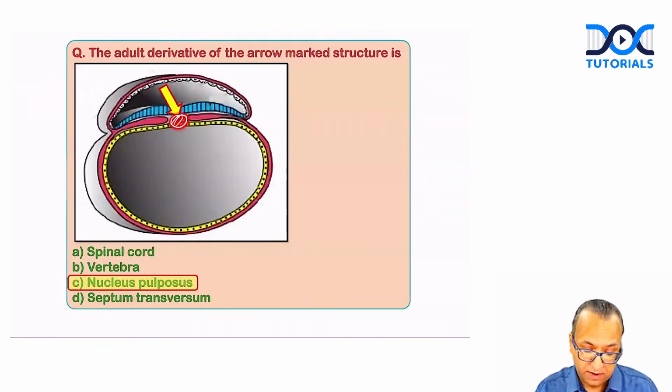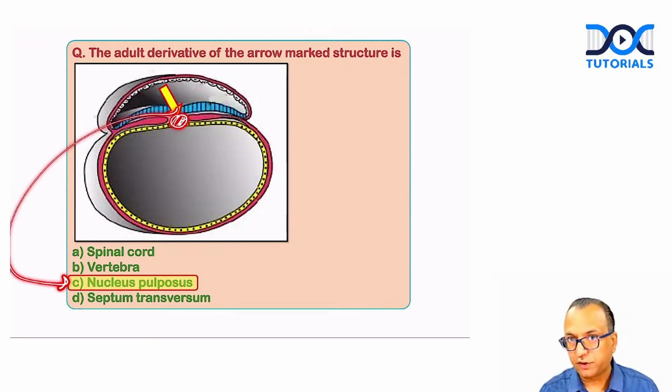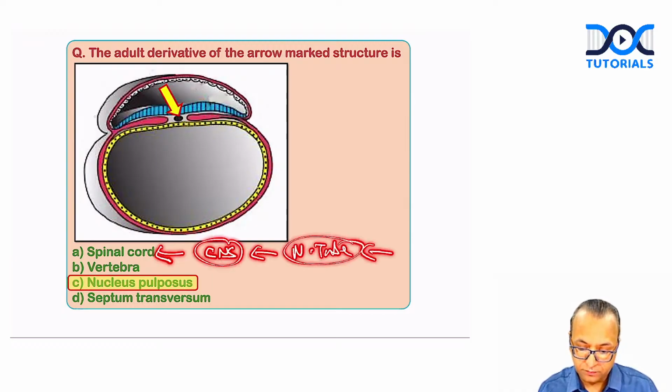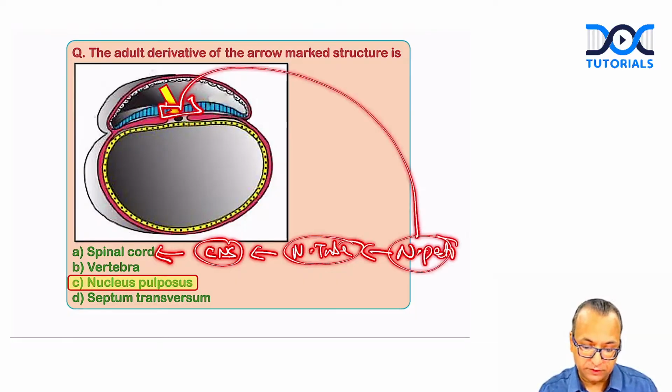So obviously, if you are looking at the arrow mark, your answer is it is going to form nucleus pulposus. Choice number C. Spinal cord will come from the central nervous system, will come from neural tube, will come from the neural plate ectoderm, which was here in this region. From here, the spinal cord will come.